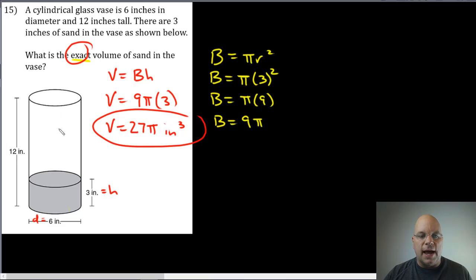Had the question asked us, let's say, how much more space could you fill up in the vase, then you would take the volume of the whole cylinder, in which case the 12 would matter, and you would subtract this volume. You could think of it as a cylinder of air in the vase right now. That would be a different type of problem, but another one that you might be asked, something like that.